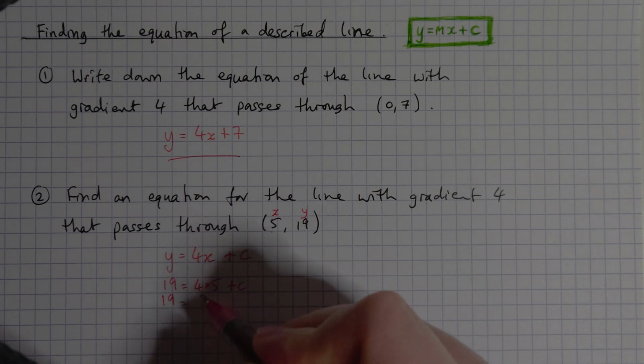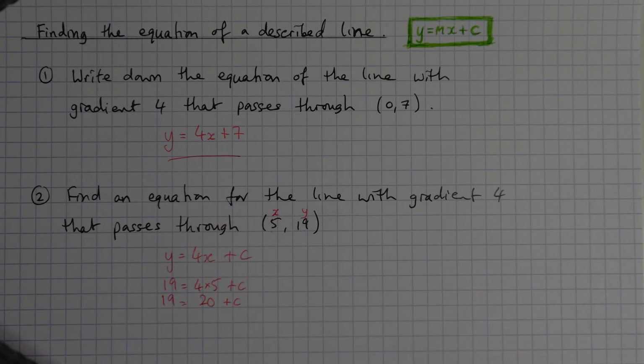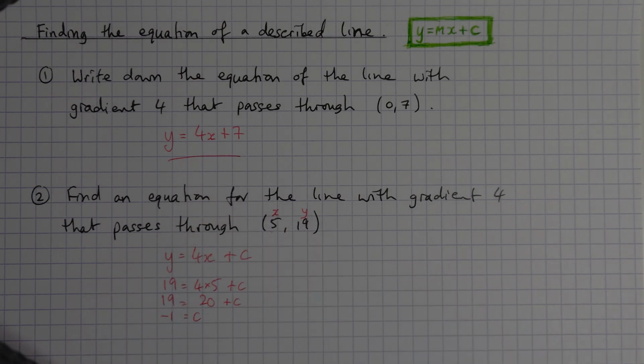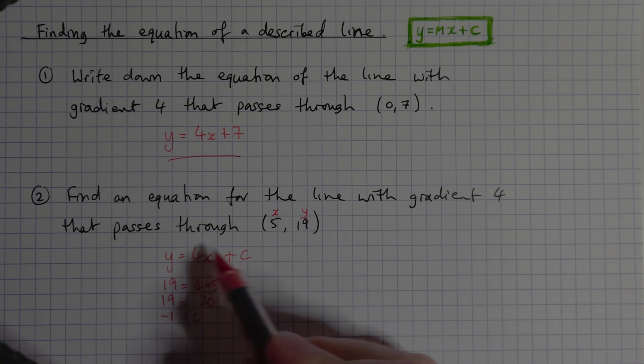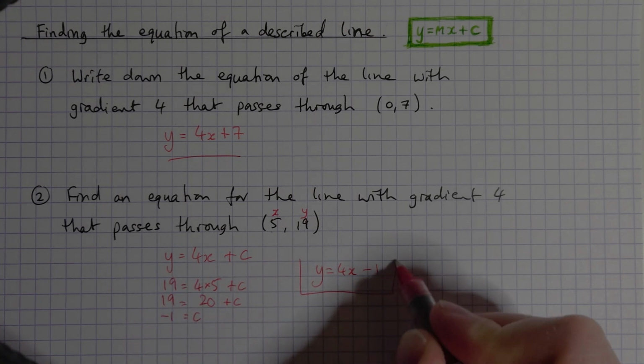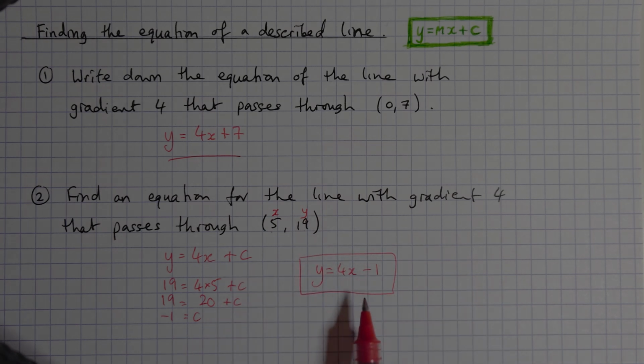19 equals, or 4 times 5 is 20. Now I want to take 20 from both sides, so minus 1 equals c. If the c is minus 1, I can rewrite this properly now. It's y equals 4x minus 1. And indeed that does work, doesn't it? If you put 5 in there, 4 times 5 is 20, take away 1 is 19, as it should be.